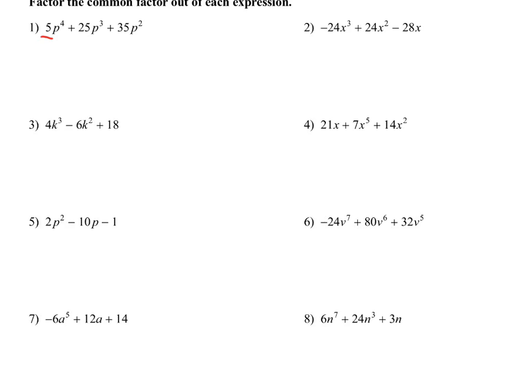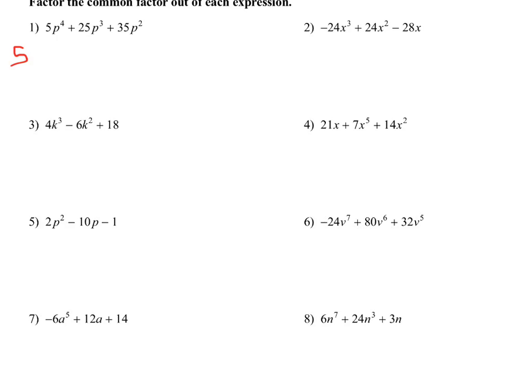So right here, what I recommend doing is starting with the numbers and then looking at the variables and working from there. I notice I have 5, 25, and 35. You're supposed to use your greatest common factor. In this case it's 5. 5 goes into each of those evenly, and that's the biggest number that goes into each of them evenly. So I'm going to put 5 out front.